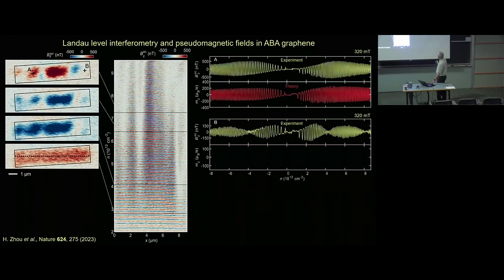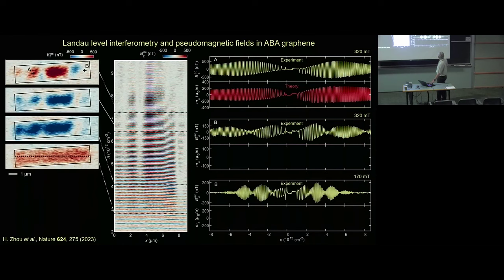So this is at a magnetic field of 300 millitesla. We can go to even lower field. This is 170 millitesla, and you see that this beating becomes denser, goes to lower indices. So obviously there have to be two slightly shifted Fermi surfaces or slightly shifted Landau levels.